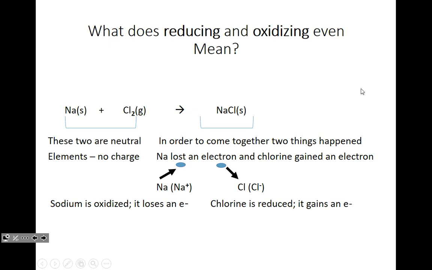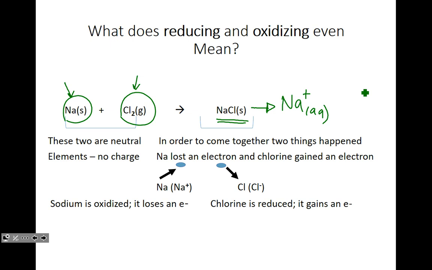Now what we're doing is taking a look at what oxidizing and reducing actually means. If you take a look over here, we have sodium metal and we have chlorine gas. Here, for example, we have a solid and here we have a gas. These are neutral substances. The protons and the electrons are equal. If we combine these, we get NaCl, no big deal, that's your salt. If I put this in water, it's going to break down into sodium ion, right? And chloride ion, I should say.